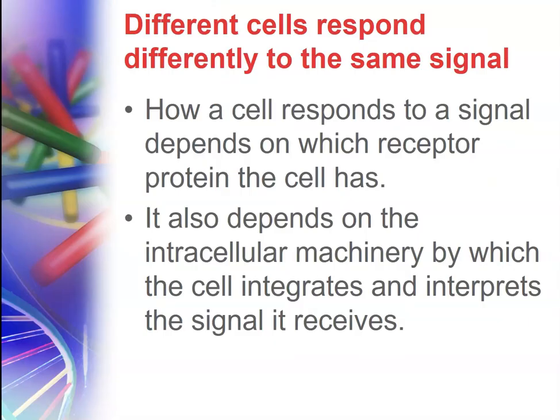So it's interesting that different cells respond differently to the same signal. How a cell responds to a signal depends on what receptor protein the cell has, and it depends on what the intracellular machinery is, because that's where it's going to integrate and interpret that signal. So here are a couple of examples.